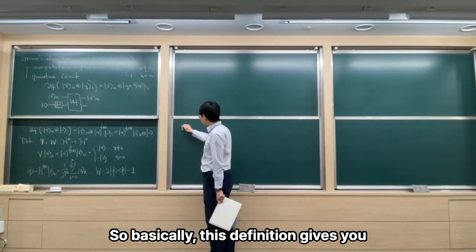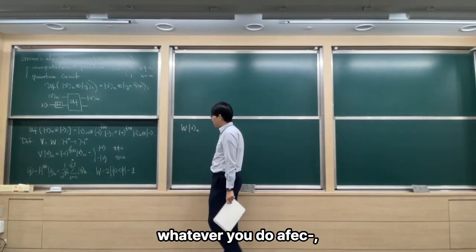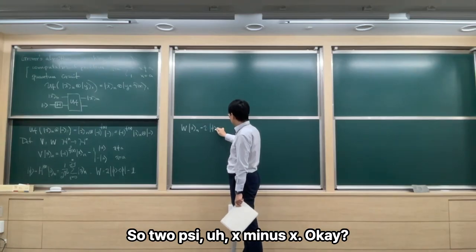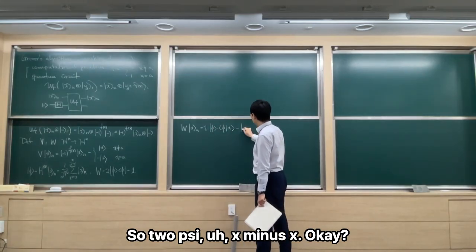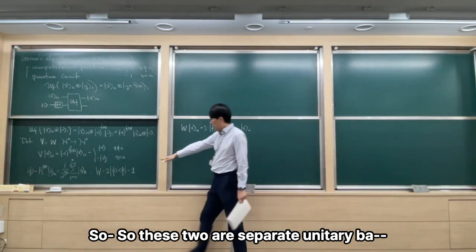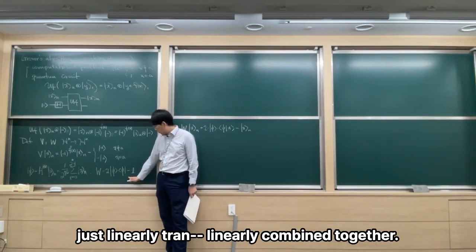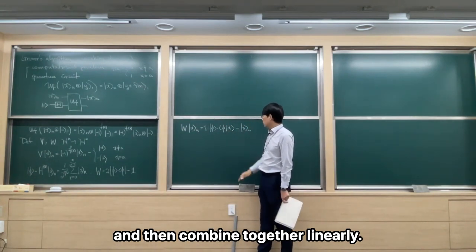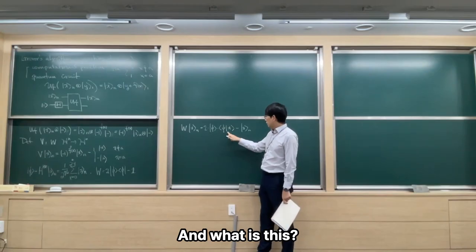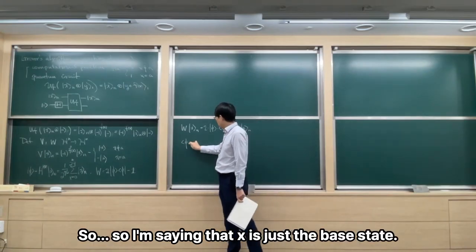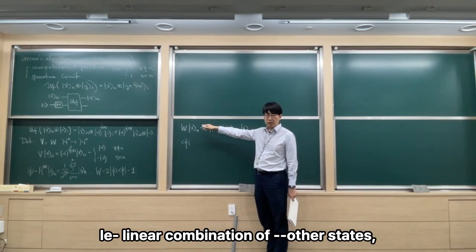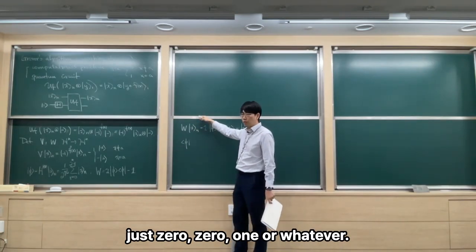So basically this definition gives you, whatever you do acting on the base state, you can just compute this as follows: 2 psi times the bracket of psi with x, minus x. So these two are separate unitary gates, just linearly combined together. So you can act on this ket x separately and then combine them linearly. And x is just the base state. I'm not saying it's a linear combination of other states, it's just 0, 0, 1 or whatever.